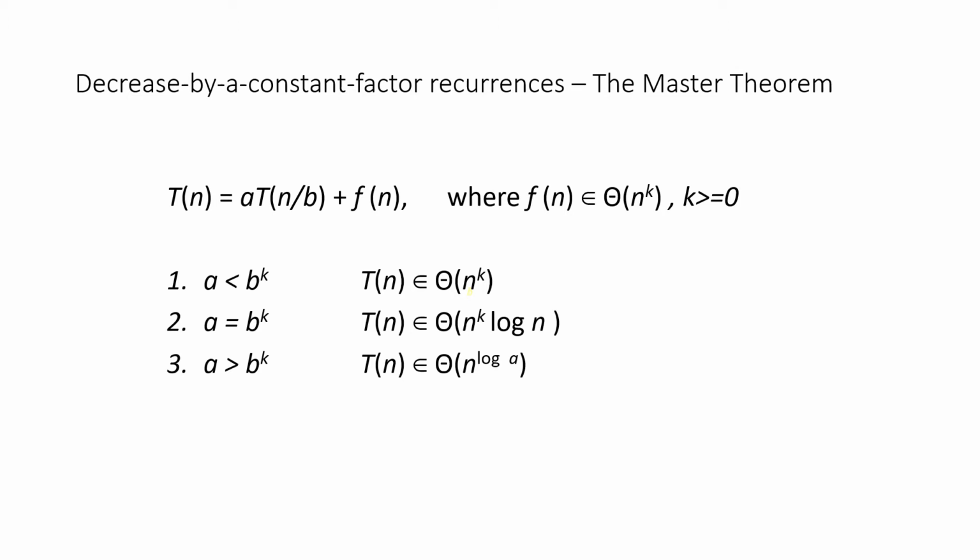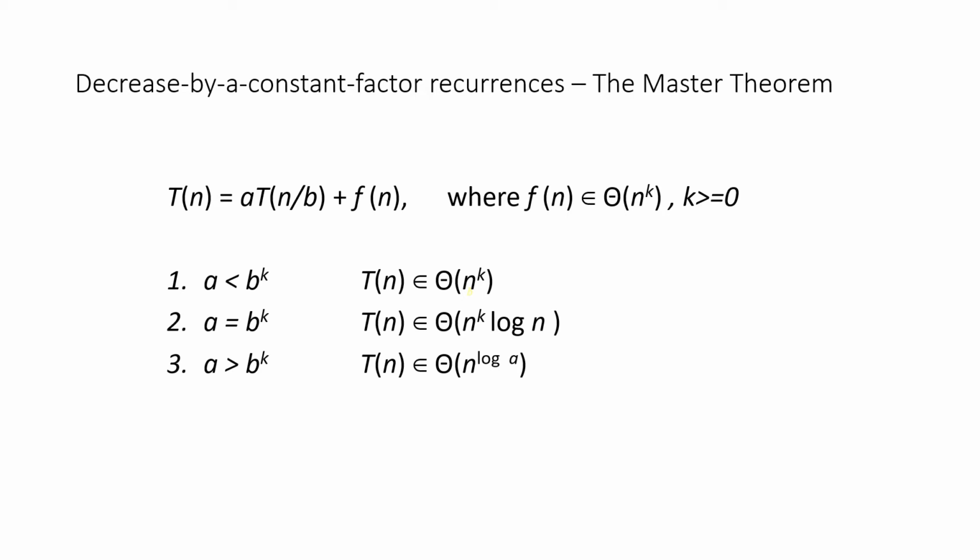So how do I say that this recurrence relation decreases by a constant factor? See here, n by b. b can be any constant value, right? So these types of recurrence relations can be solved using Master's theorem. If this is the general recurrence relation, then the complexity depends upon the conditions that we evaluate here.